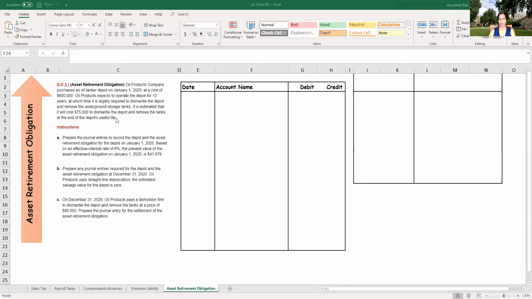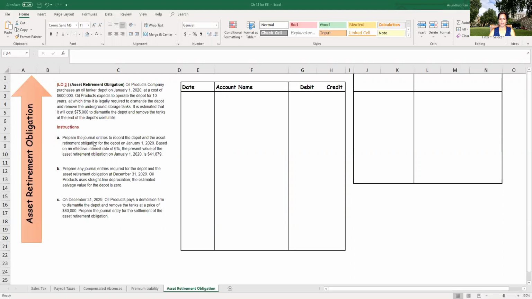The issue is not new, but the fact that a company has to do the accounting and disclose it in their books, that aspect is relatively new. So we'll see how we will do the journal entries for the purchase of the asset and then the recognizing of the obligation in our books.